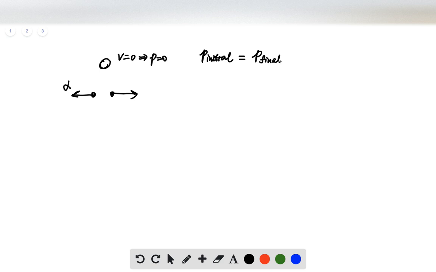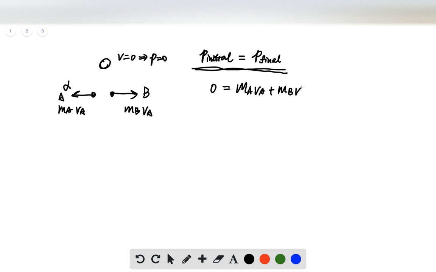So let's just call the alpha particle A and call this other particle B. Then we have MA, VA, MB, VB. These are just the quantities we will usually use. And let's try to write down the initial and final momentum. We have initial momentum is zero because it's not moving at all. Final momentum is MAVA plus MBVB. Great, so that is the equation we need.